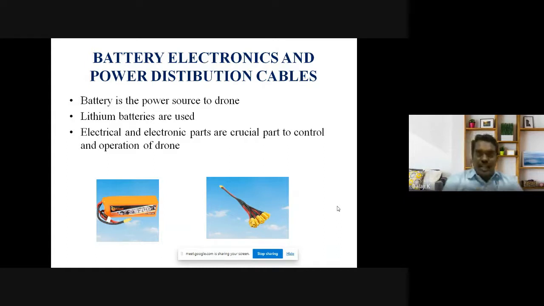The remaining electrical and electronic parts are crucial to the control and operation of the drone. If we fit these electrical and electronic parts properly, our drone will fly in a safe and secure manner. Suppose we give some wrong connections or something happens, your drone will not do any safe operations. That is about the battery, electronics and power distribution cables.